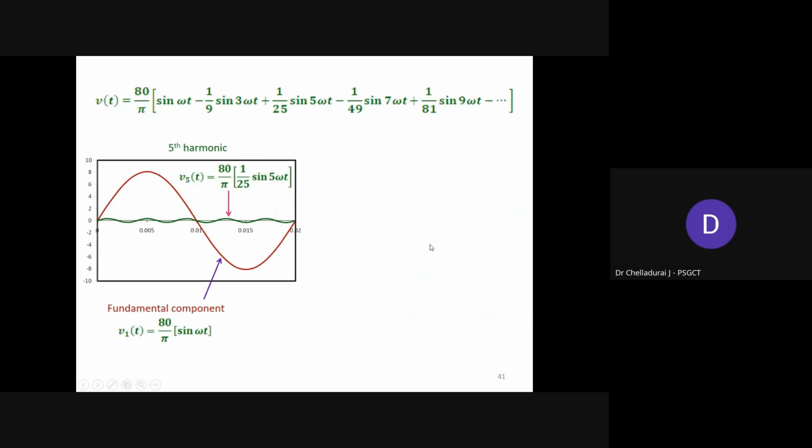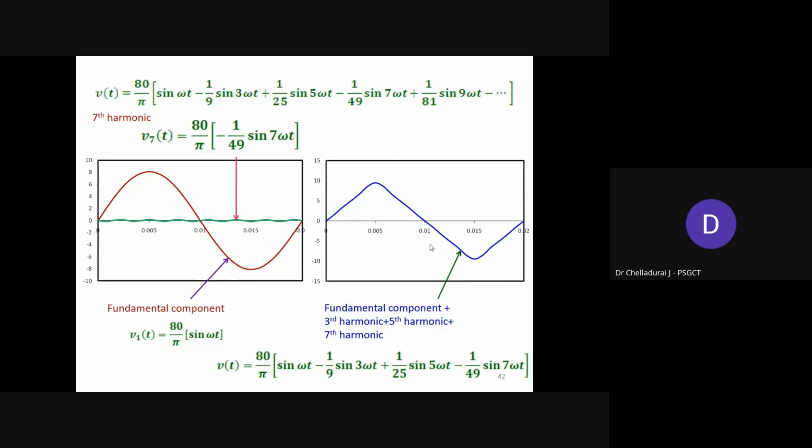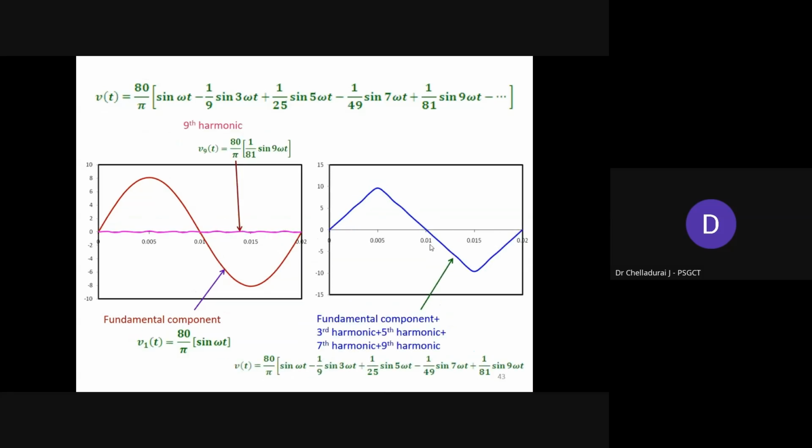Further, if we add the fundamental plus third order plus fifth order, it is nearer to the triangular wave shape. Similarly, then seventh order and then ninth order. So up to ninth order, it is almost equal to the triangular wave shape. Similarly, if we add up to the nth order harmonic component, we will get the given input triangular wave shape. The purpose of analyzing this wave shape is to understand what is meant by harmonics and what components are available.